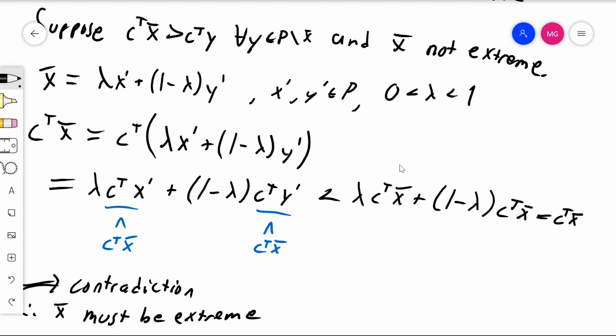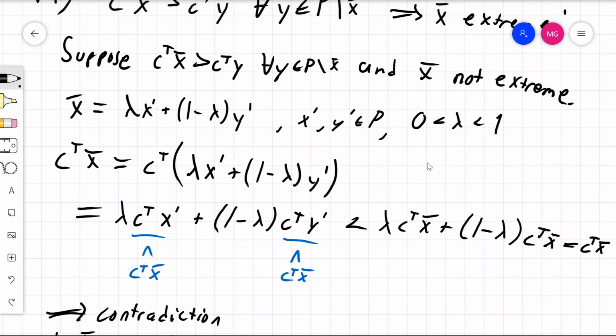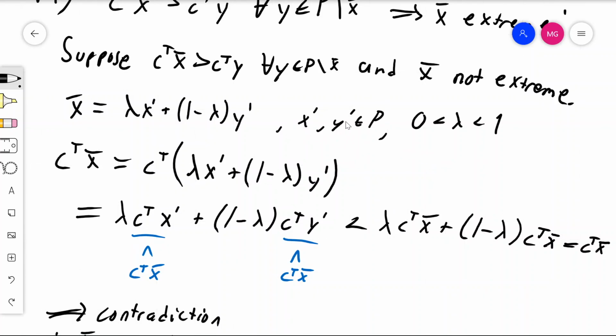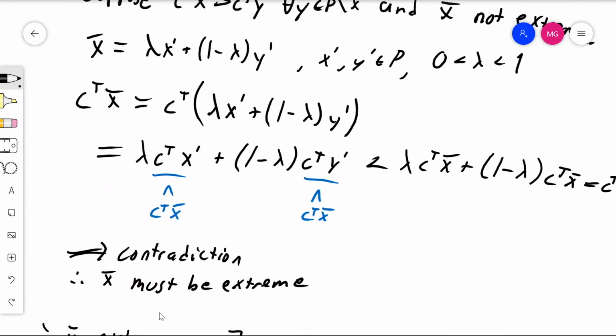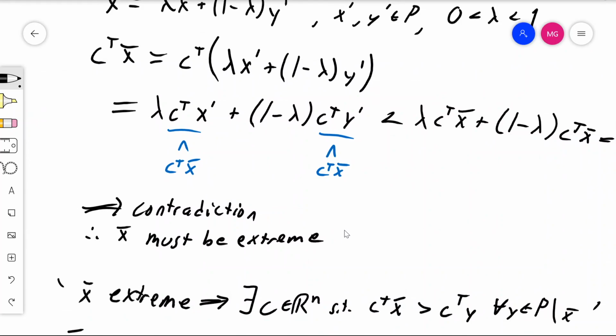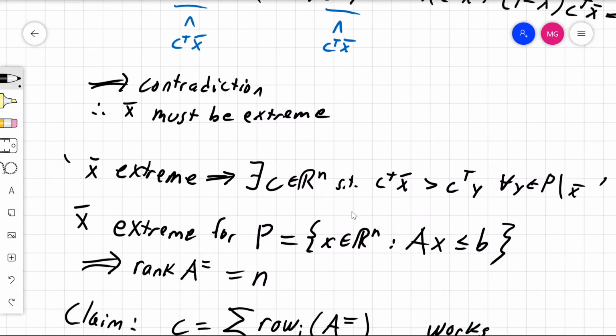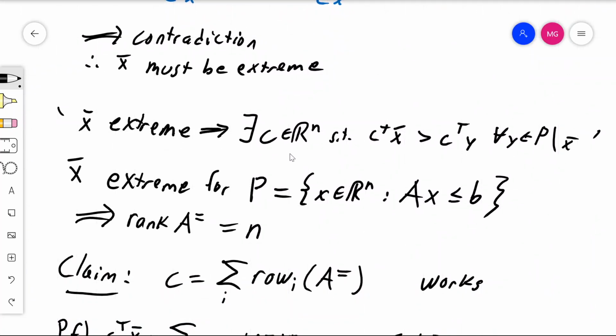Okay, well, what did you just prove? We're all doing this together. What did we just prove? We just proved that c transpose x bar is strictly less than itself. And that's a contradiction. That's coming from the fact that we assumed that x bar was not extreme. So actually, x bar must in fact be extreme if that initial condition held. Okay, so now let's do the other direction, and that'll complete this proof.